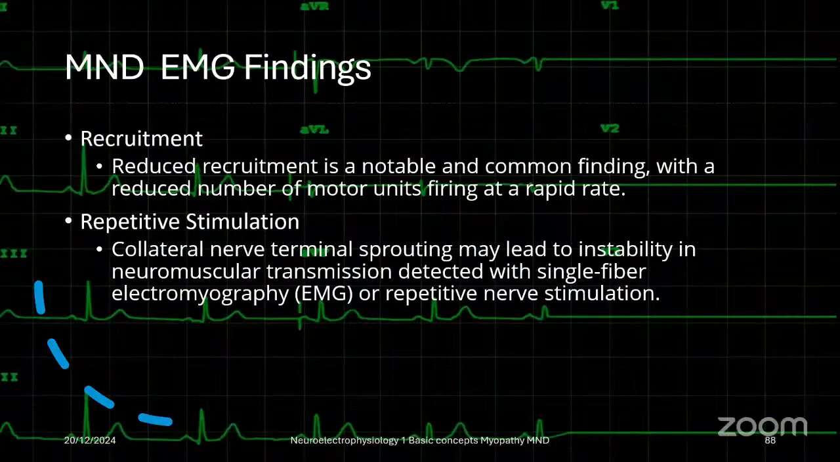So the EMG findings: reduced recruitment is a notable and common finding, with a reduced number of motor units firing at a rapid rate. You have an incomplete interference pattern also. You can keep on seeing the baseline. With repetitive stimulation, collateral nerve terminal sprouting may lead to instability in the neuromuscular transmission, detected with single fiber EMG or repetitive nerve stimulation. We are not touching single fiber EMG separately.